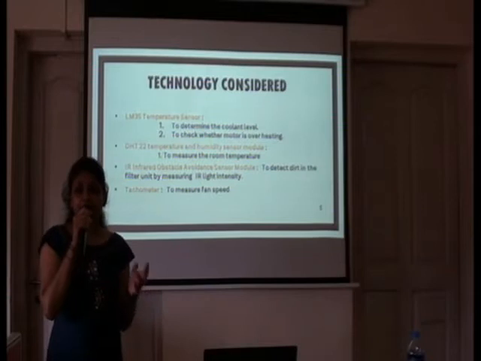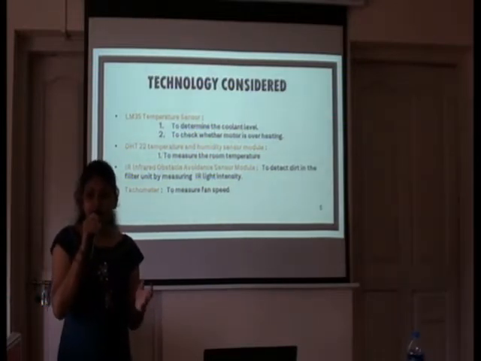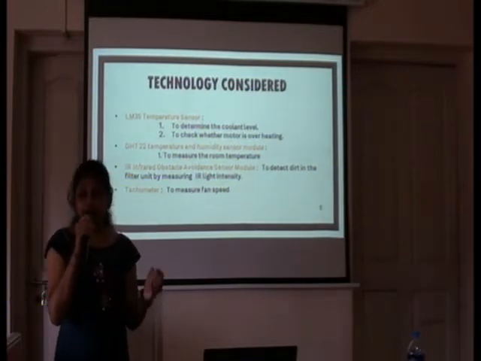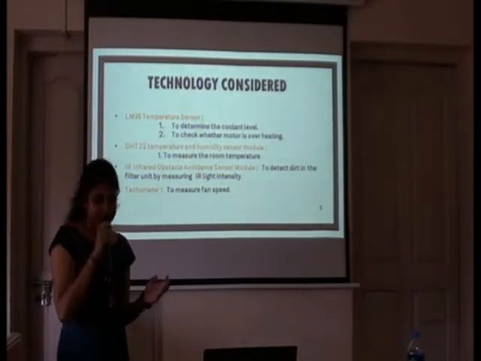The next is the infrared obstacle avoidance sensor module. It is used to detect dirt in the filter unit by measuring the IR light intensity. The next is the tachometer. The tachometer is used to measure the fan speed.